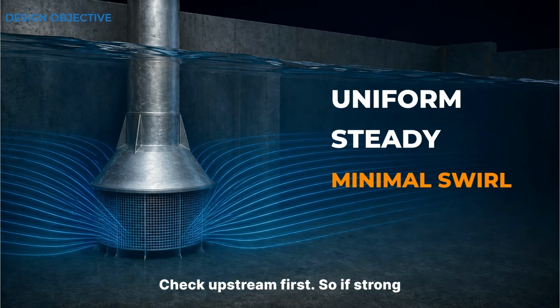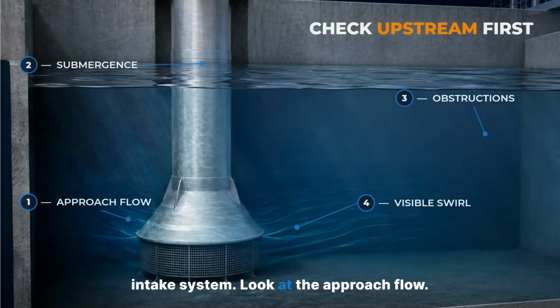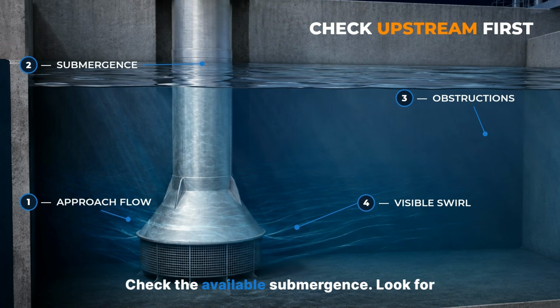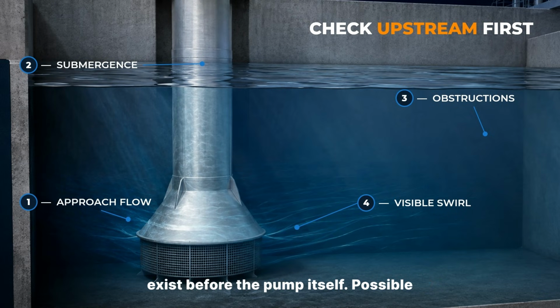Check upstream first. So if strong swirl or a visible vortex appears in a real installation, don't immediately blame the impeller. First, inspect the intake system. Look at the approach flow. Check the available submergence. Look for nearby structures that may be disturbing the flow. And observe whether visible swirl is already developing upstream of the intake. The source of the problem may exist before the pump itself.